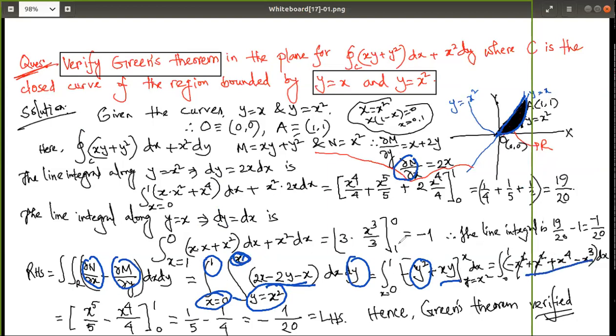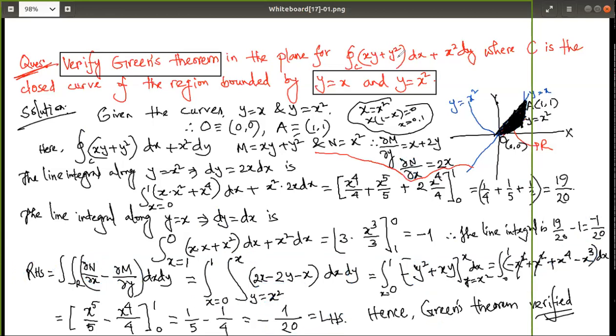Then this is a simple term, x to the power 4 minus x cube. We integrate with respect to x, and we get minus 1 divided by 20, and the other is also minus 1 divided by 20. So the left hand side and right hand side are equal, then we can say that Green's theorem is verified. This is simple, so I hope you all understand.